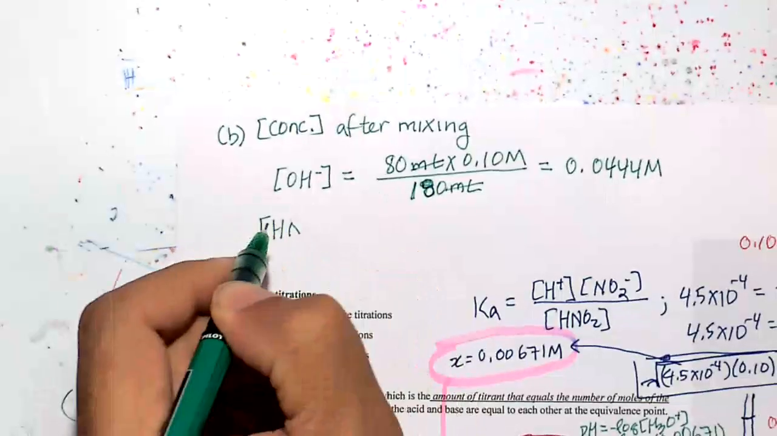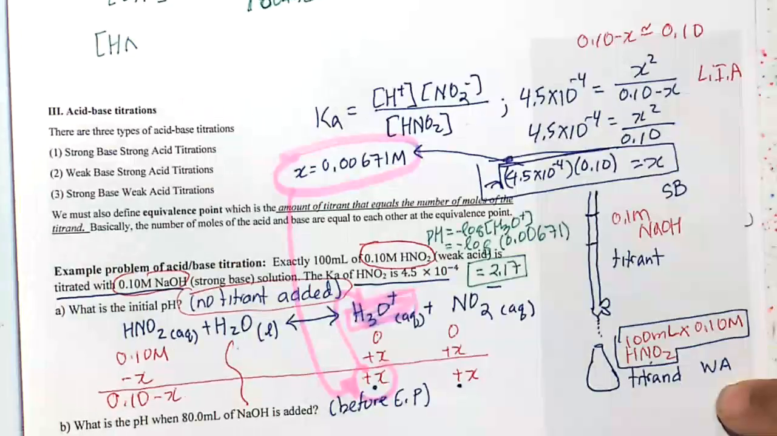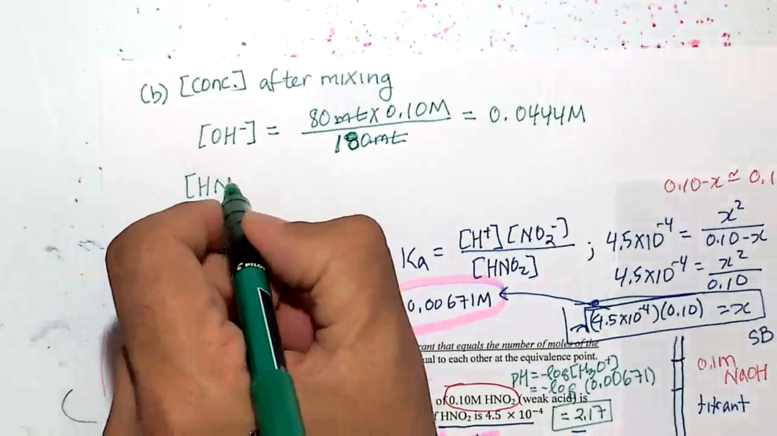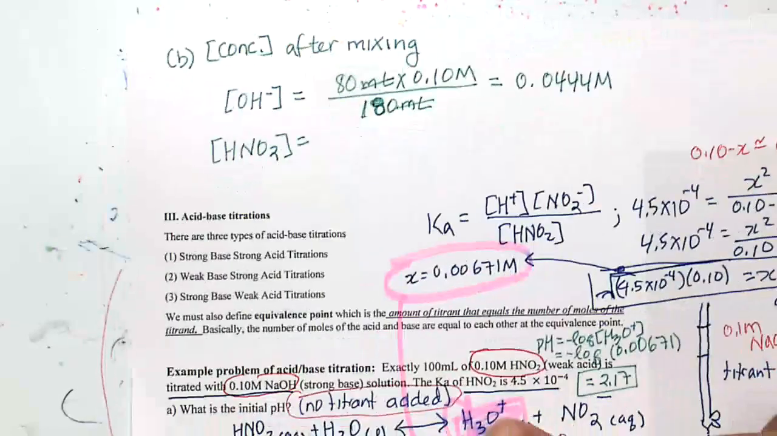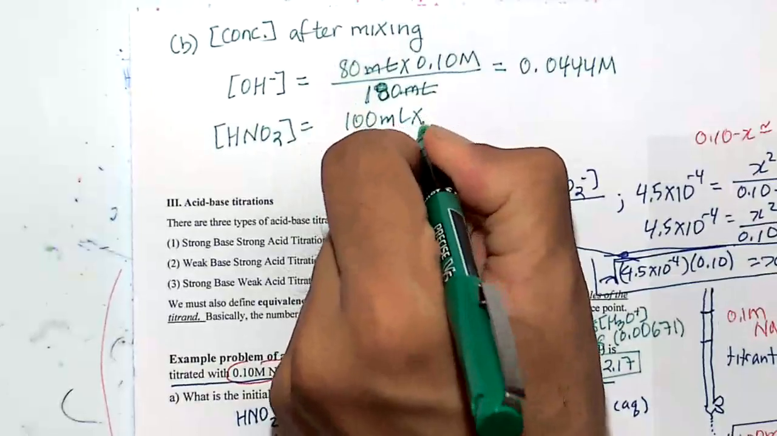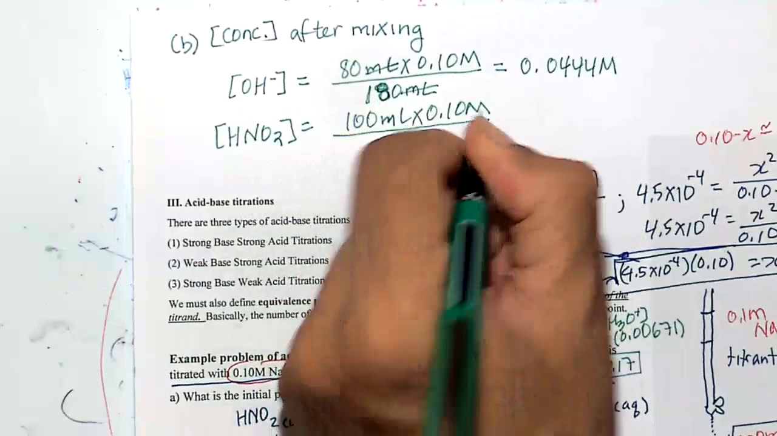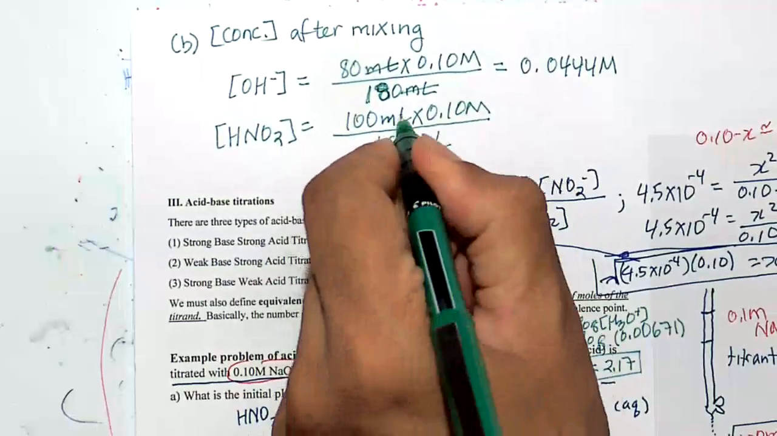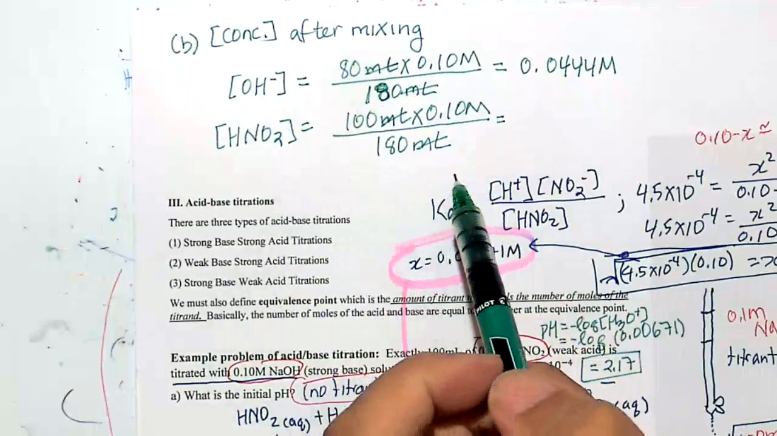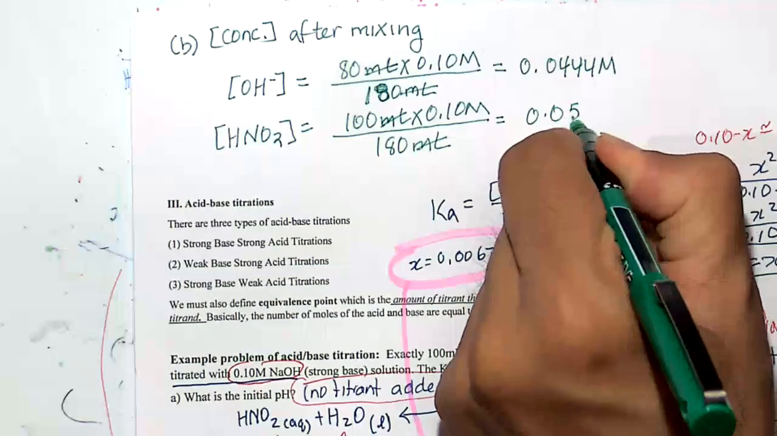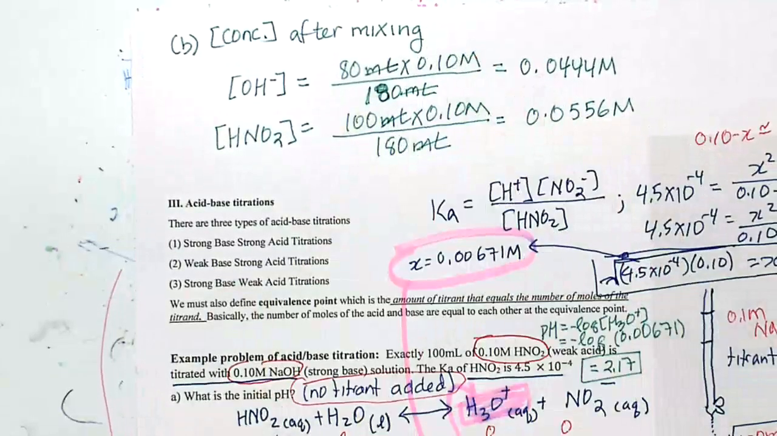Same thing now. We have the HNO2 sitting here. In part B, we added 80 mLs to this. Everyone be with me for a moment. 100 mLs times 0.10 molar. What is our total volume? 180, correct? So 100 times 0.1 divided by 180. On my calculator, I'm getting 0.0556. Again, don't worry about the calculator. Worry about how we solve this problem.